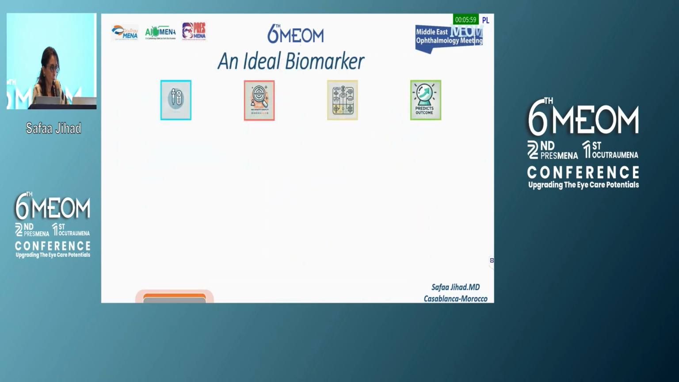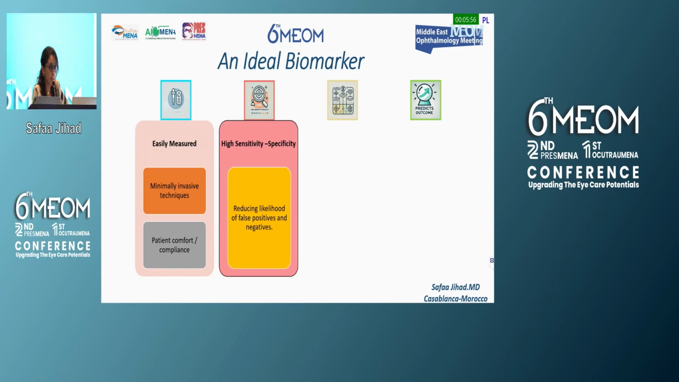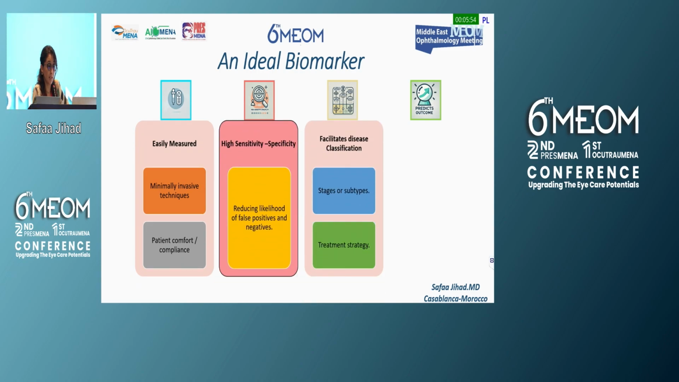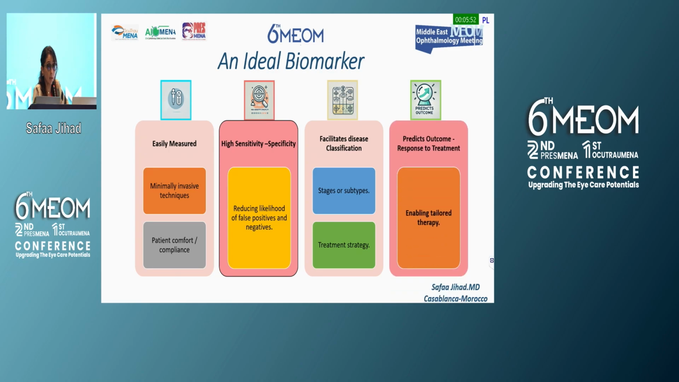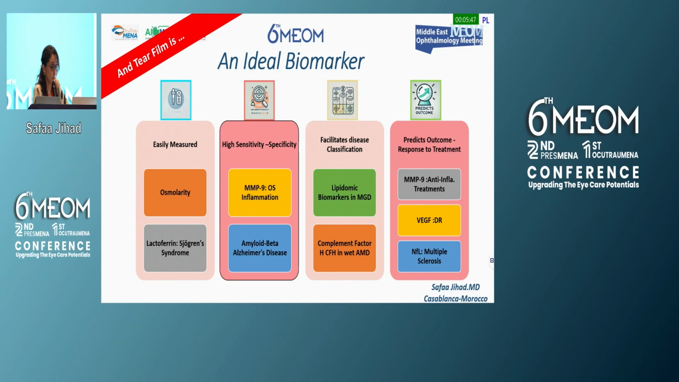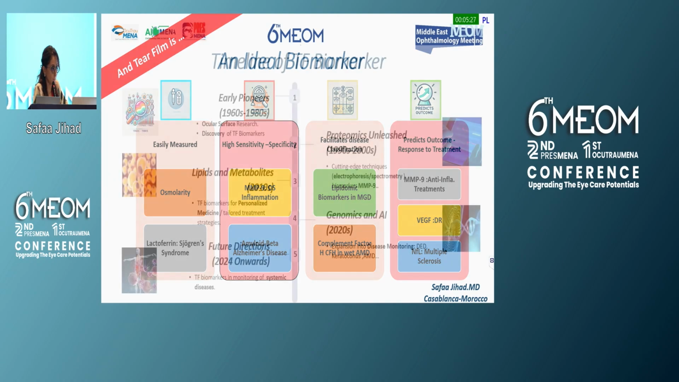The ideal biomarker needs to be easily measured and highly sensitive, giving us an idea about the classification of the disease and about the outcome or the response to treatments. In fact, tear film can be an ideal biomarker, considering the ease of measurement of osmolarity, for example, the high sensitivity of MMP9 in both detecting and monitoring ocular surface inflammation, and also the help of many biomarkers like lipidomic biomarkers in the classification of dry eye disease into MGD, for example.